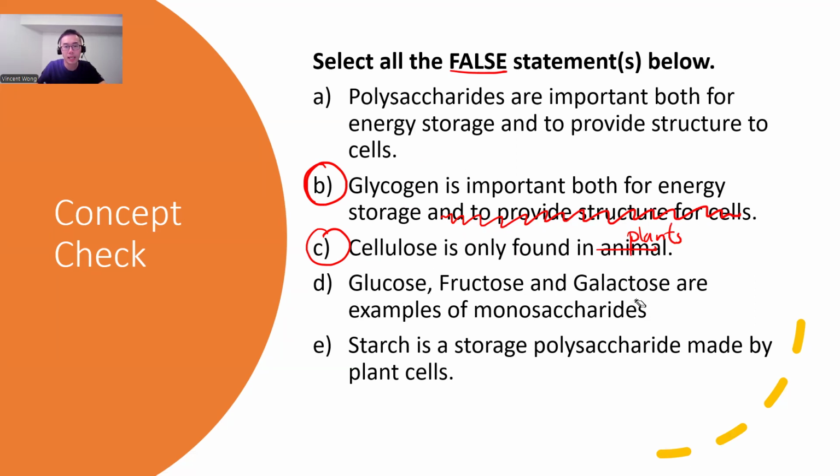Glucose, fructose, and galactose are examples of monosaccharides. That is true, so we don't choose it. Starch is a storage polysaccharide made by plant cells. That is also correct. We don't choose it. So B and C are incorrect.